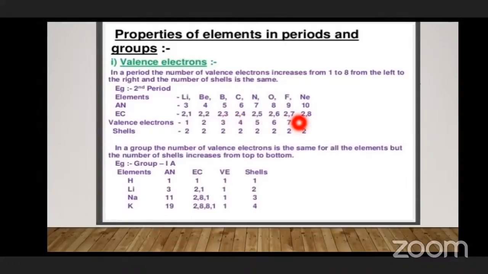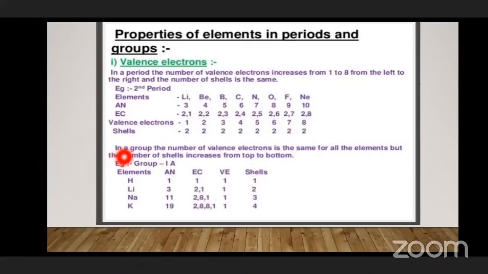By this we observe that in the period the valence electrons increase by 1 unit, but the shell will be the same. That is, the number of shells is the same, but the valence electrons increase from 1 to 18 itself. Now, in a group we are going to observe.